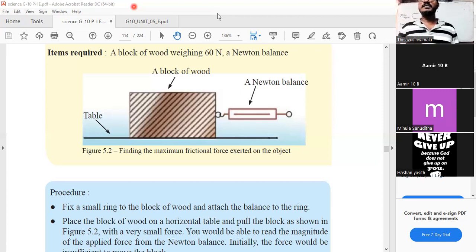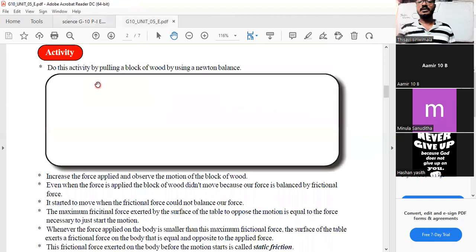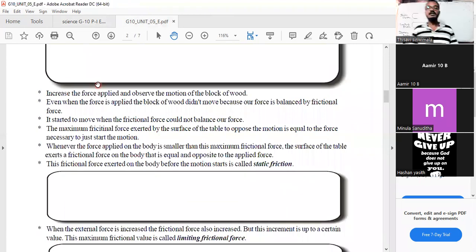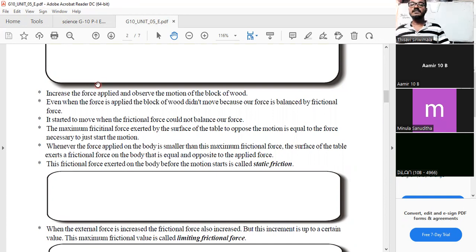Okay, the diagram is finished now. We'll go to the note. Increase the force applied and observe the motion of the block of wood. Even when the force is applied, the block of wood didn't move because our force is balanced by the frictional force. It started to move when the frictional force could not balance our force.